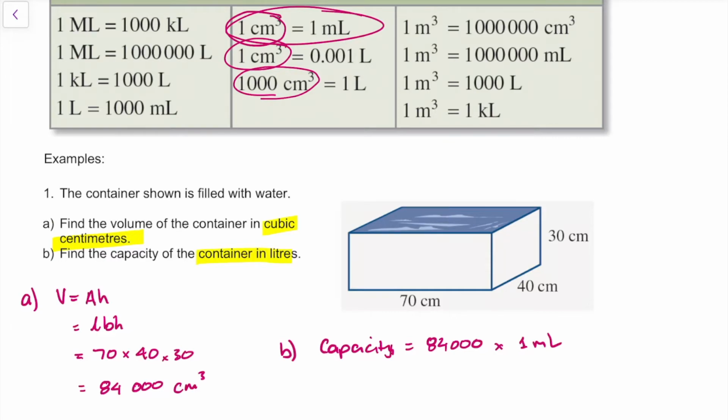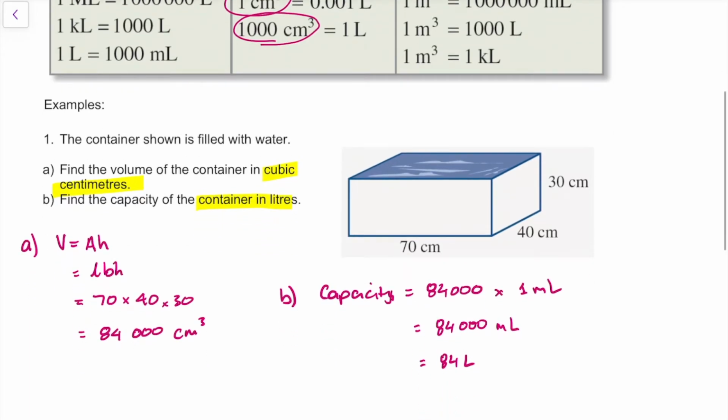So little m, big L, little m, big L. If we wanted a big M, we'd be looking at megaliters and not milliliters. So because it's multiplied by 1, it is still just 84,000 milliliters for this one. Milli being that prefix for thousandths means that we're going to divide by 1,000. So we're going to end up with 84 litres. Okie dokie, so there we have the 84 litres.